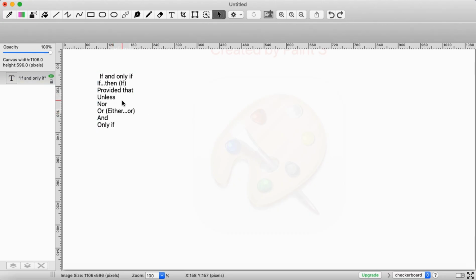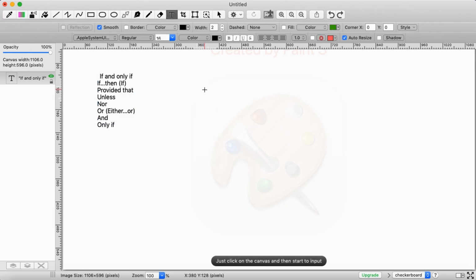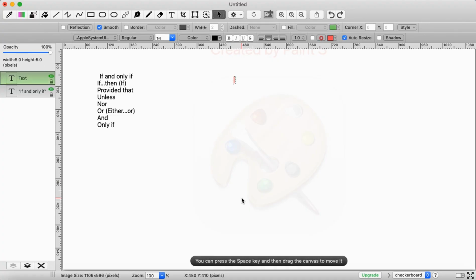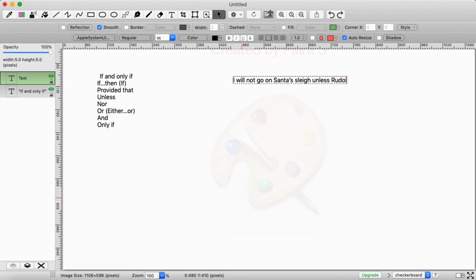So what do they mean? We're going to do an example. I'm going to put it in the middle this time instead of the left. Hopefully it doesn't confuse anyone. So the example is that I will not go on Santa's sleigh unless Rudolph is there leading the way. Let me put this on the next one. Unless Rudolph is there. Why is it doing that? No, thank you.